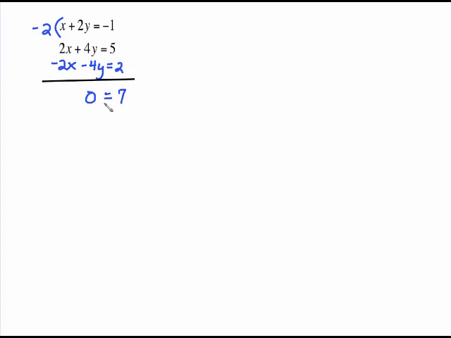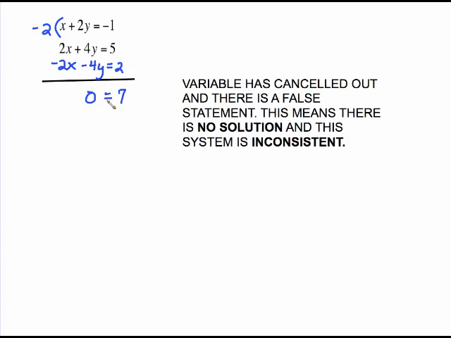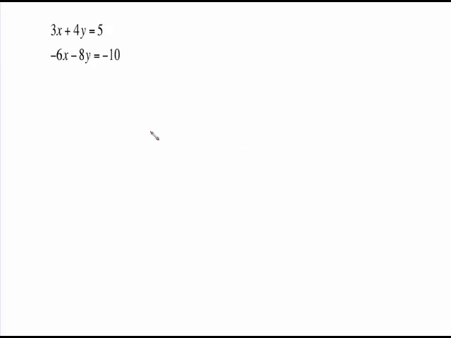equals 7. This is a special case. This is the situation where the variable has canceled out and we are left with a false statement. This means that there is no solution and therefore the system is inconsistent. If we had graphed these, we would have seen that the lines were parallel. So variable cancels out, false statement, that means no solution, and therefore the system is inconsistent.